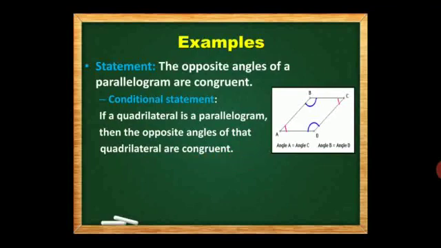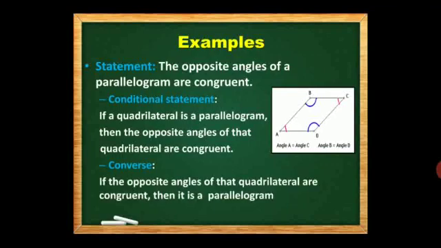Here, the part which is followed by if is a quadrilateral is a parallelogram, and the part which is followed by then is the opposite angles of that quadrilateral are congruent. If we interchange these two parts, we will get a converse. Therefore, the converse is, if the opposite angles of that quadrilateral are congruent, then it is a parallelogram. Let's see one more question.